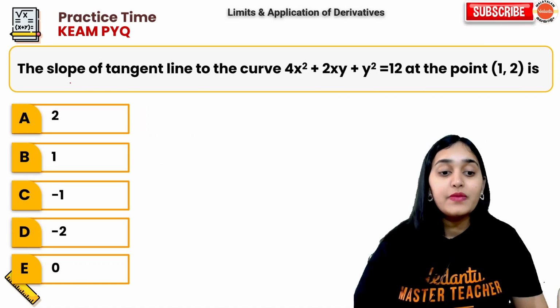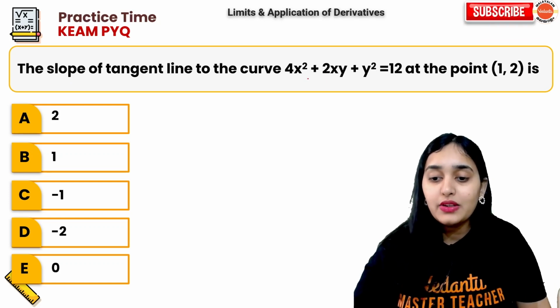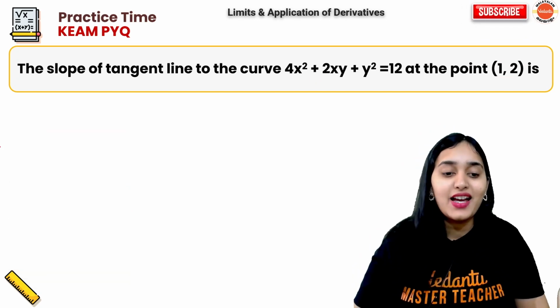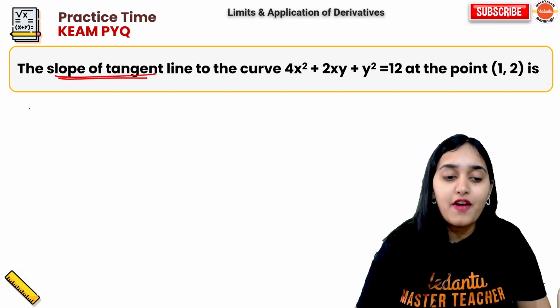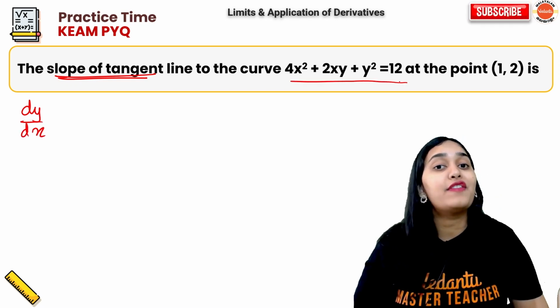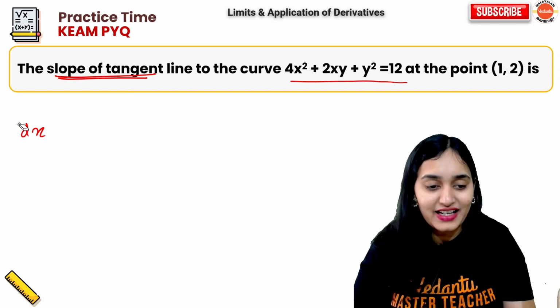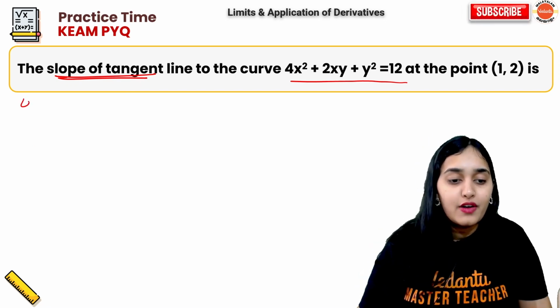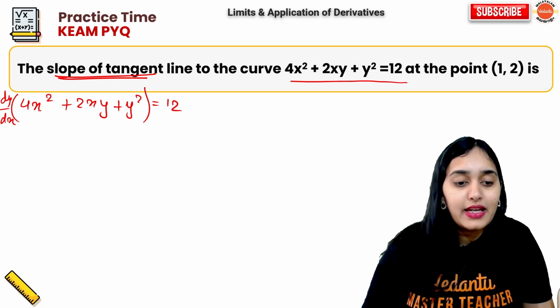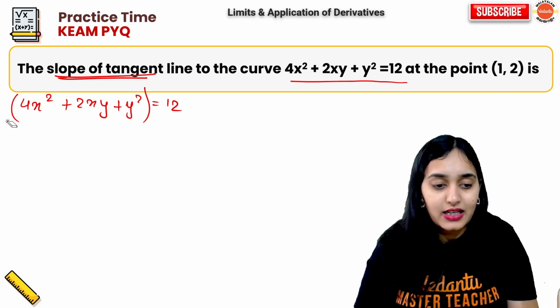Okay, moving on. Slope of the tangent line to this curve at point 1, 2. Easy? Not easy? Well, it is easy. What is the slope of tangent? Slope of tangent is dy by dx. That means I have to differentiate this. Let's differentiate the function. So, 4x square plus 2xy plus y square is equal to 12. I am differentiating it with respect to x.